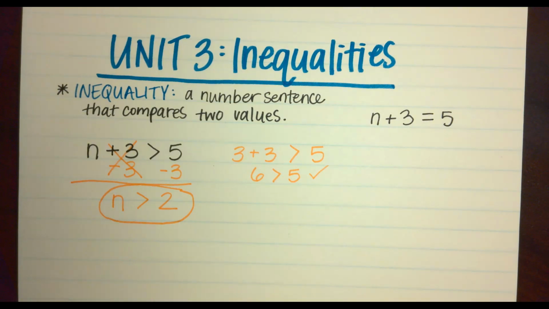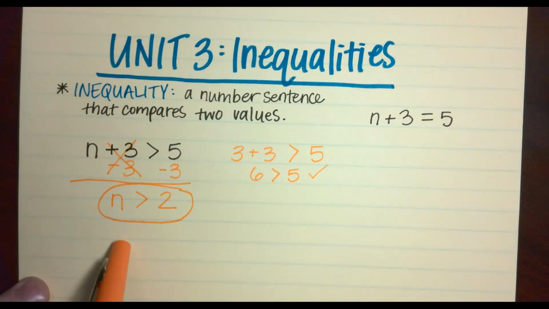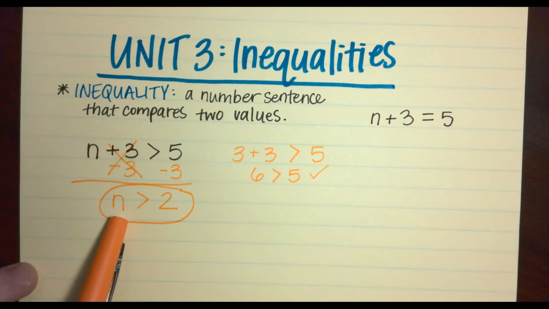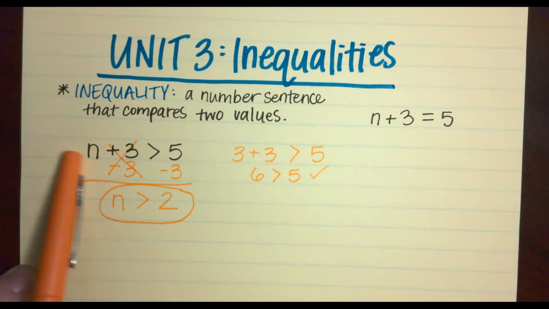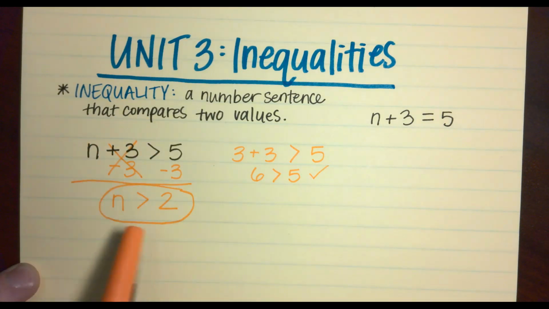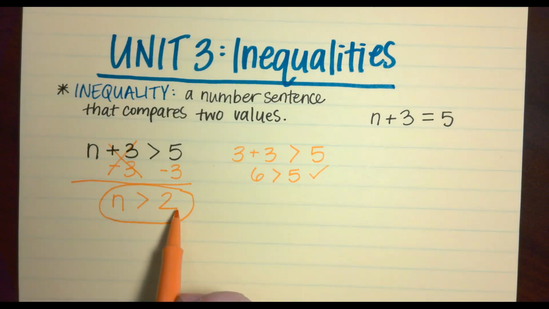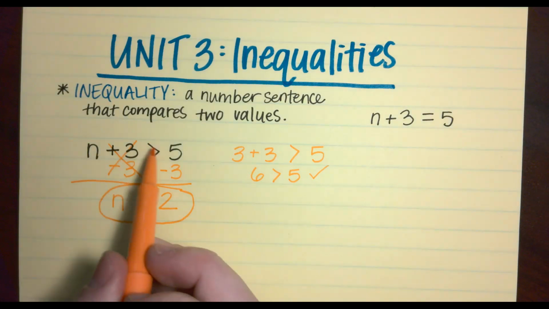n could be 3, n could be 4, n could be 10 million. All we need to know is that anytime we put a number for n in this specific inequality, it has to be bigger than 2. Now, do you think that I could include the number 2 in my answers? Could I say that 2 plus 3 is greater than 5?